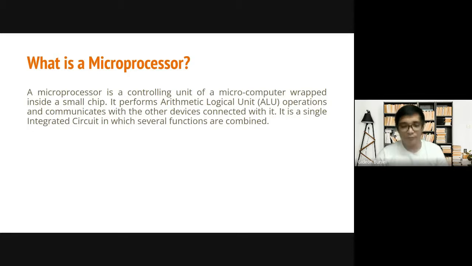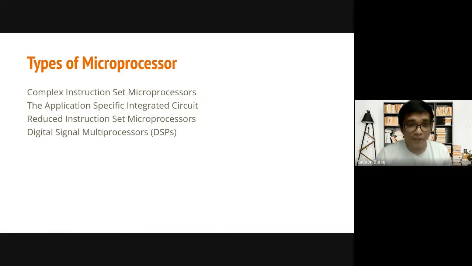So, types of microprocessor: complex instruction set microprocessors, the application specific integrated circuit, reduced instruction set microprocessors, and digital signal multiprocessors. You just have to remember these things. I might include this with questions later on if we have. I will assign you with quiz assignments in our Google Classroom.